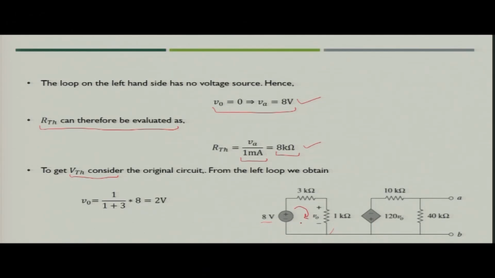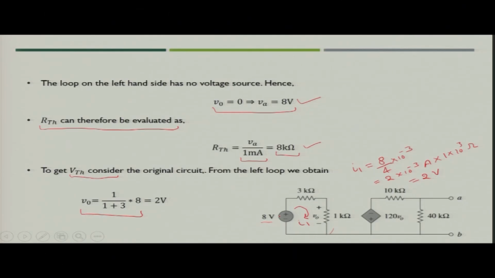So, if you write the equation, current I1 would be nothing but 8 divided by the value of resistances, that is 8 kilo ohm plus 4 kilo ohm. So, this will become I1 equal to 2 into 10 to the power minus 3 ampere, that is 2 milliampere. So, across 1 kilo ohm the voltage V naught would be nothing but 2 into 10 to the power minus 3 ampere into 1 kilo ohm. So, this will become 2 volt.